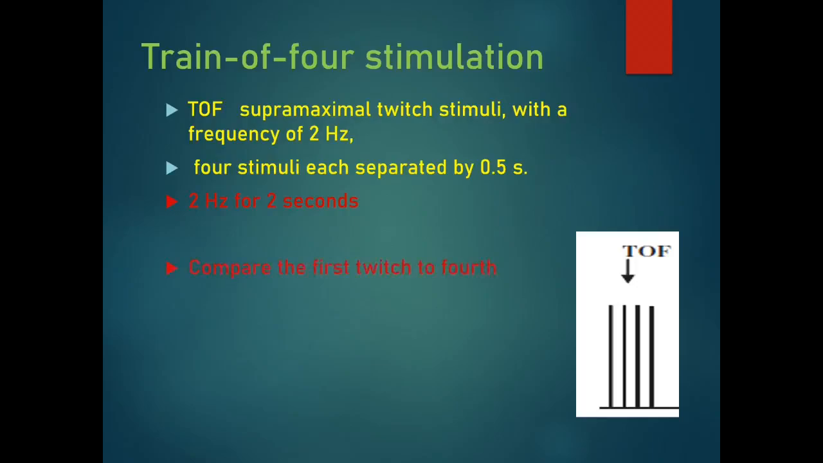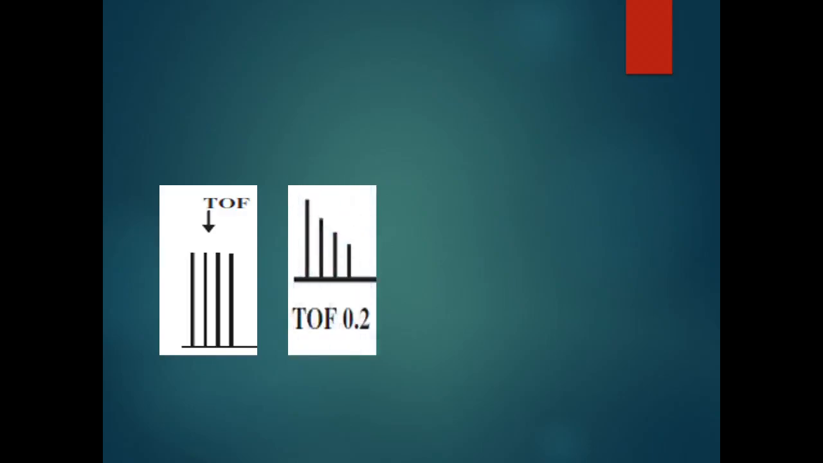Now, compare the first twitch with the fourth twitch. This is how we know the percentage of depression. This is a normal train of 4 when given in a person who is not totally paralyzed. Now, you have given a drug, and you observe that the fourth twitch is supposed to be the weakest when compared to the first twitch, which is around 0.2.